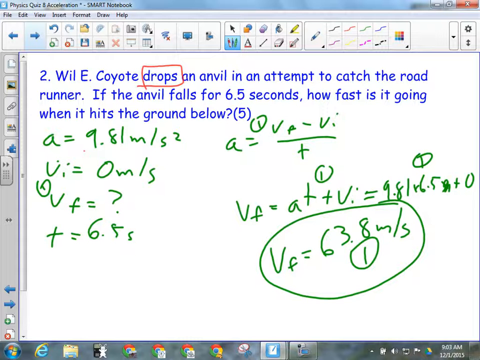Give them a mark for that. The manipulation for VF means I multiply both sides by T, and then I add VI to both sides, to give me VF. Well, VI was 0, so it doesn't really matter. But you can give them a mark for the manipulated formula, a mark for plugging in the numbers, and our final velocity, or sorry, how fast is it going? It's not asking for velocity, it's asking for speed. So I don't have to put down a direction on my answer because it didn't ask for velocity. Okay, 63.8 meters per second.